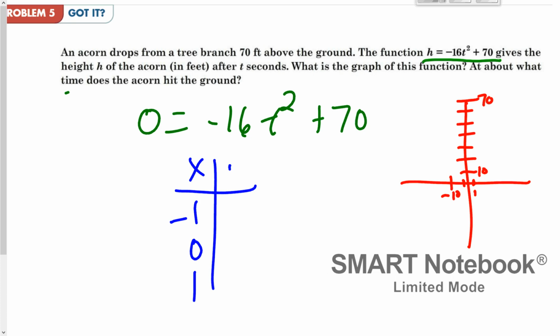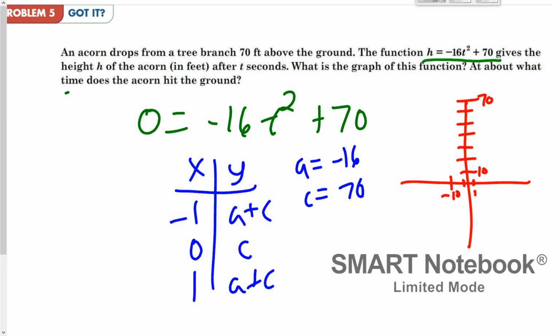Then your y's are going to be your a plus c, your c, and a plus c. So what's your a? What's your c? -16 and 70. If we subtract those, 70 minus 16, right, 64, or 54, sorry. So those are my x's. This would be 54. My c is 70. So here 10, 20, 30, 40, 50, 54, maybe somewhere right here. So at -1, 54, +1, 54, and 0, 70. And draw the parabola. So there's our graph.